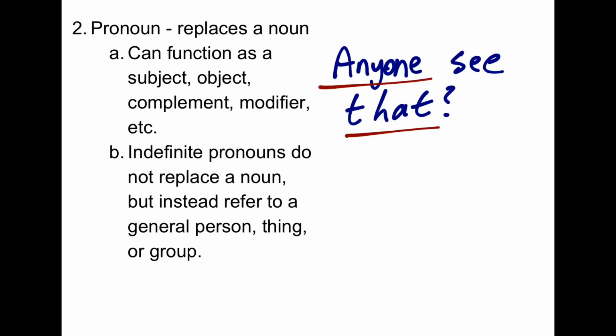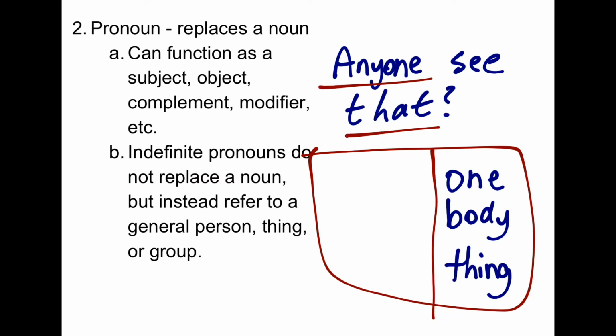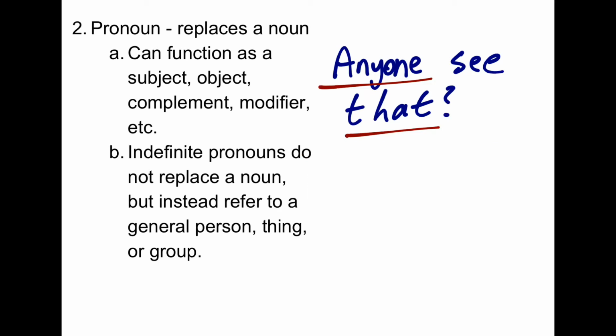In a short sentence like anyone see that, we have 2 different pronouns. Anyone is an example of an indefinite pronoun. In fact, we can put different words in front of these words, one, body, and thing, to see a whole bunch of different indefinite pronouns, like anyone, anybody, anything, someone, somebody, something, everyone, everybody, everything, no one, nobody, nothing, just to name a few. That is a demonstrative pronoun.